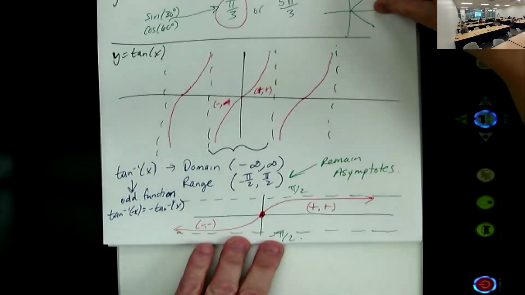Alright, let's look at some examples. Good stretching? Yeah.